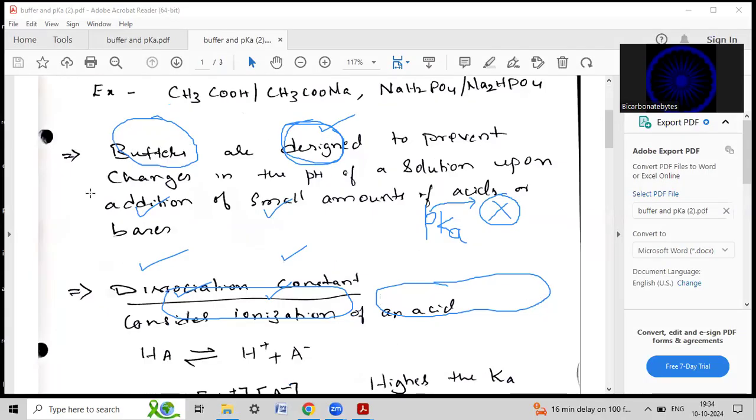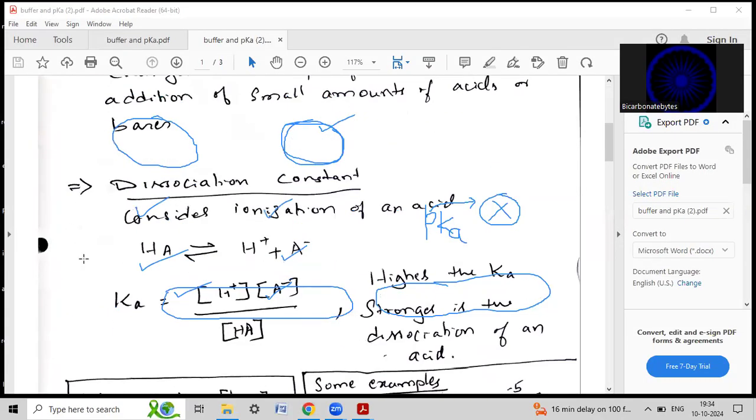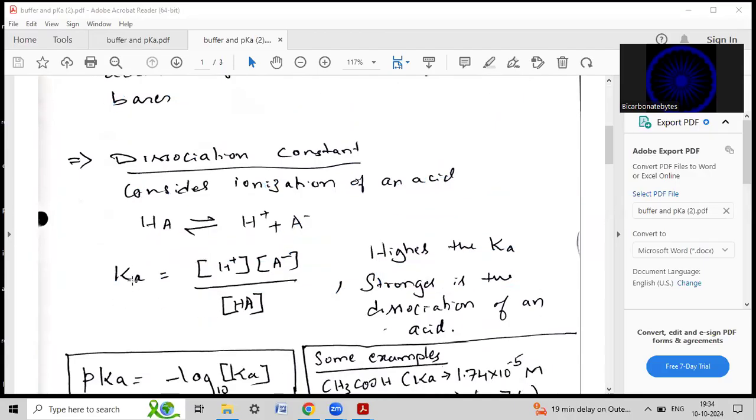Before we get into pKa, let's look at the dissociation constant. Now, what we have here is a very simplistic depiction of an acid ionizing.